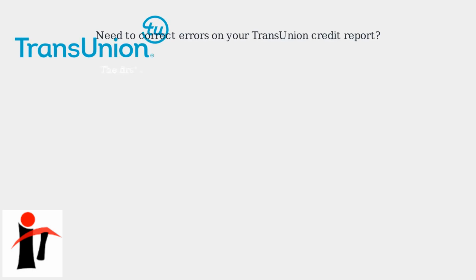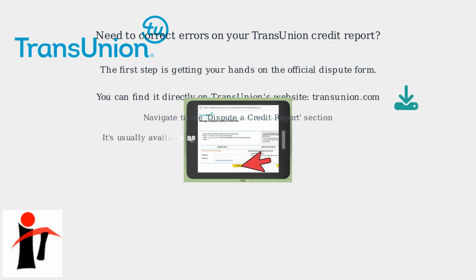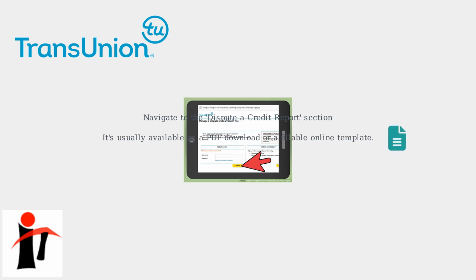Need to correct errors on your TransUnion credit report? The first step is getting your hands on the official dispute form. You can find it directly on TransUnion's website, transunion.com. Navigate to the Dispute a Credit Report section. It's usually available as a PDF download or a fillable online template.